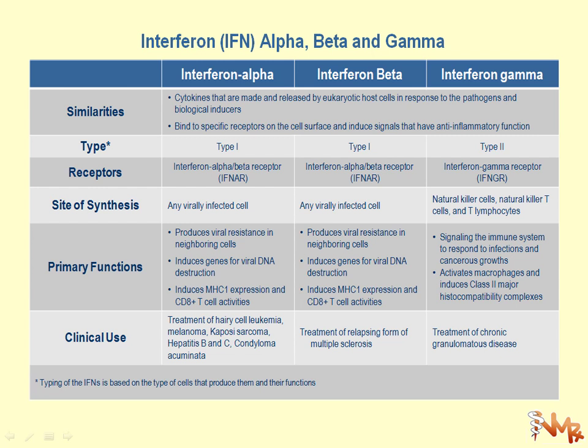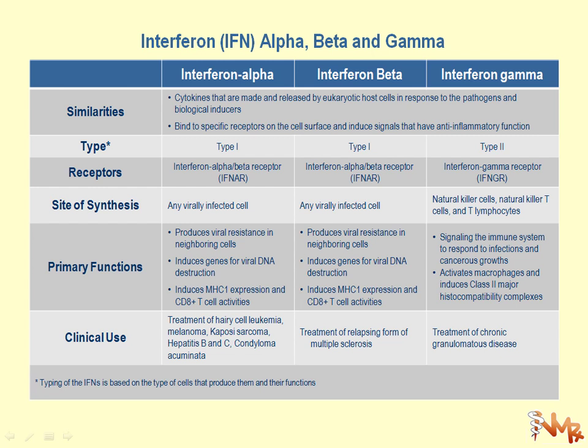I want you to know, for simplicity, interferon alpha and beta have so many structural and functional similarities, but interferon gamma has a lot more differences with the alpha and beta. Now, all interferons are similar to each other because they are cytokines made and released by eukaryotic host cells in response to pathogens and biological inducers. They all bind to specific receptors on the cell surface and induce signals that have anti-inflammatory function.